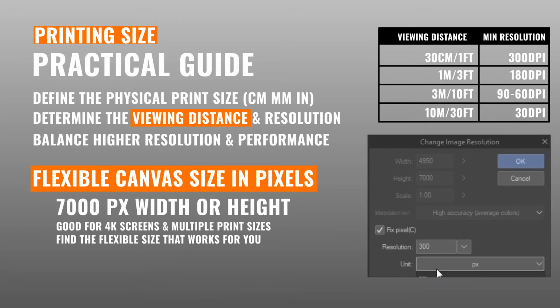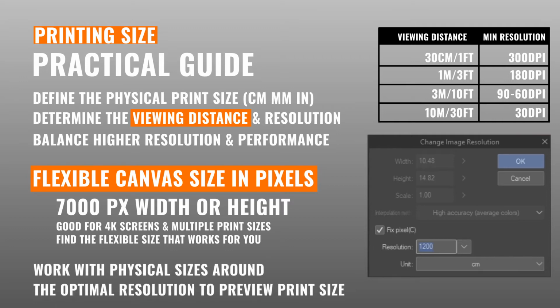Choose a physical size, and if we change the resolution, it will give us an optimal print size. Lower the resolution to make the print bigger, and if we want a high resolution, we need to print in a smaller size. If we know that we are going to print, it's a good idea to work around the optimal physical size and resolution.